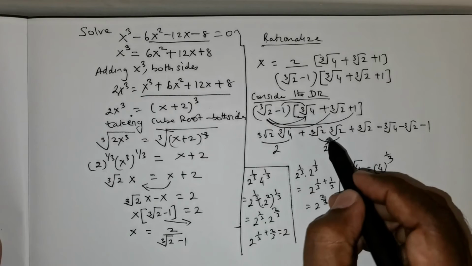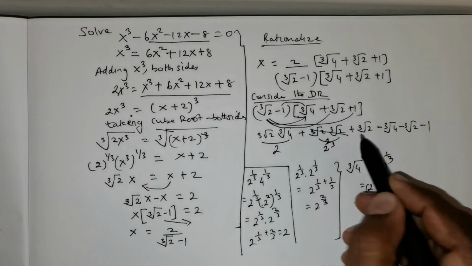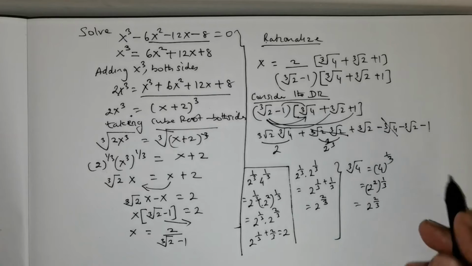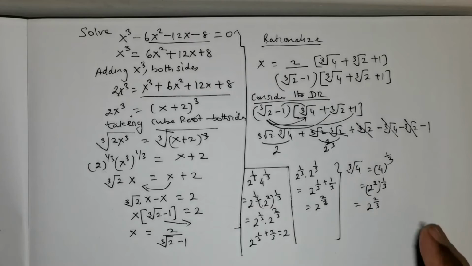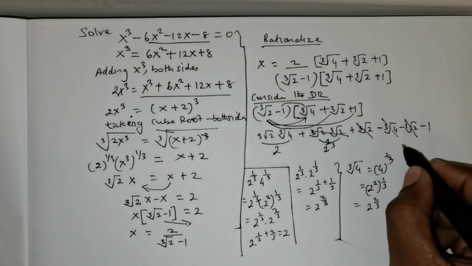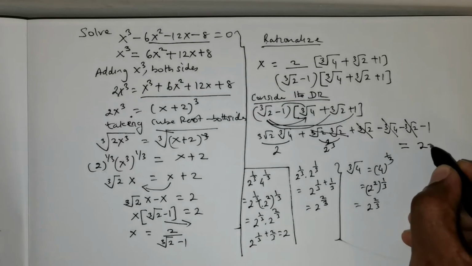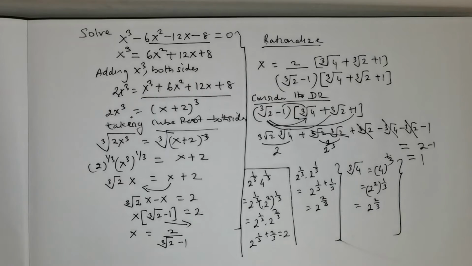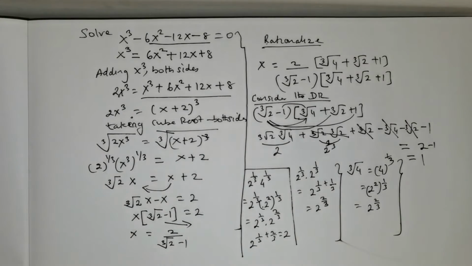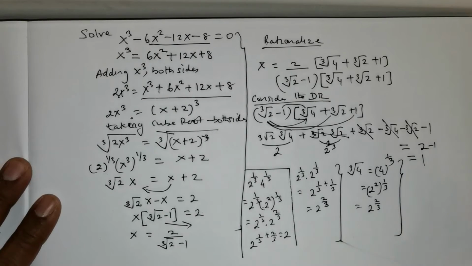So clearly I can cancel this with this. I can cancel this with this. And finally, I am left with 2 negative 1, which is equal to 1. So I have done all this just to show you that the denominator equals 1.